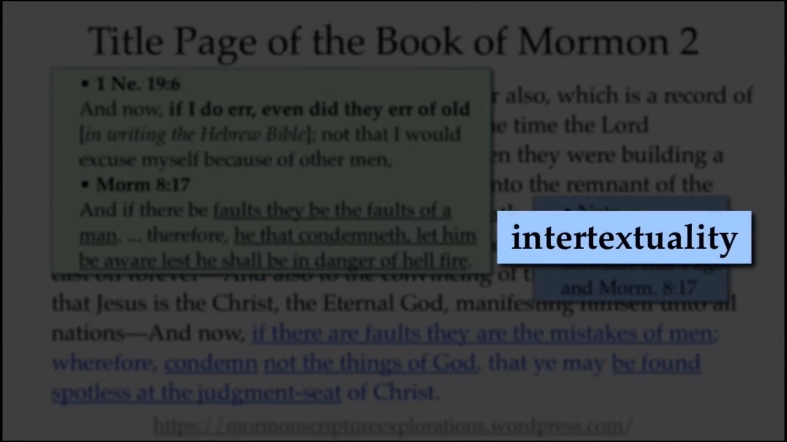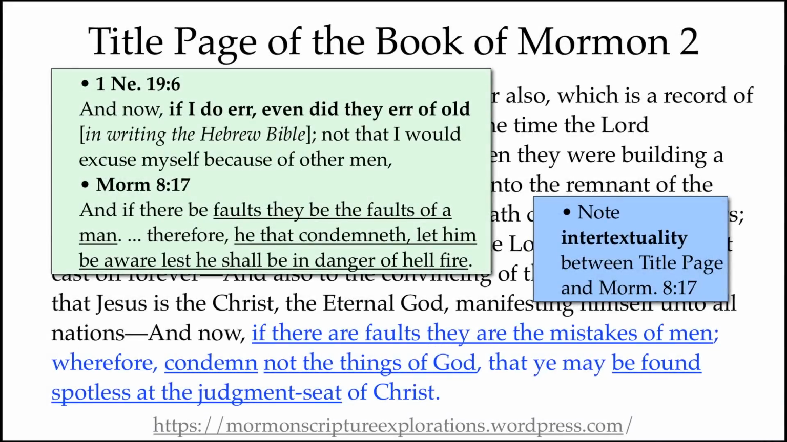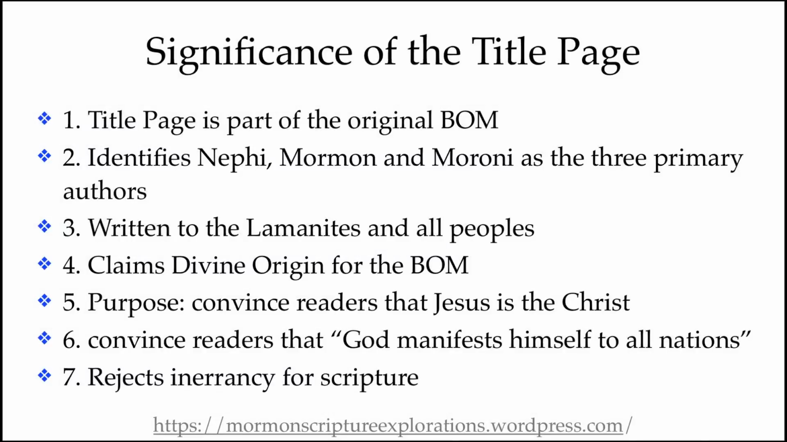This is a phenomenon we call intertextuality, that is, where the Book of Mormon quotes itself and has allusions and references to itself, which is a very difficult thing to do if you don't have a manuscript before you where you can go back and read what it said. Anyway, intertextuality is another thing that's reflected in the Book of Mormon in all sorts of ways, both with the Bible, but also with the Book of Mormon itself. And here's the first example we have of that on the title page.